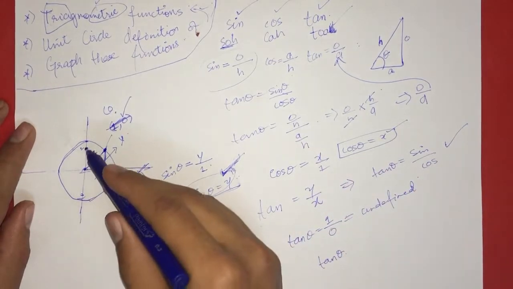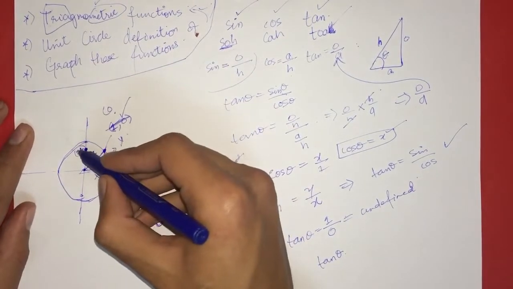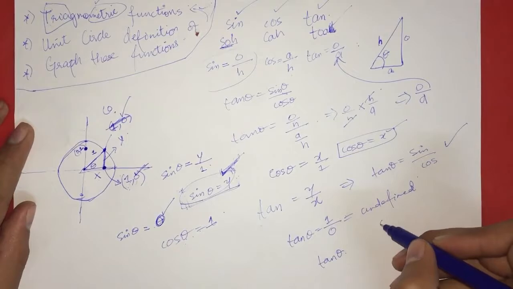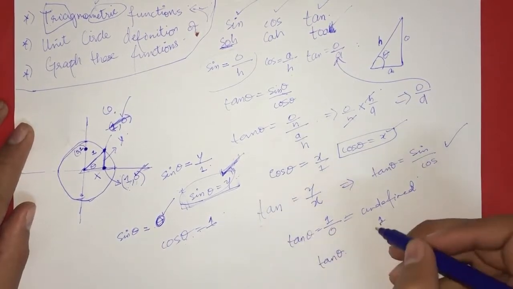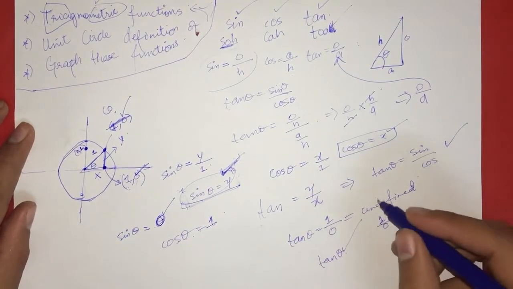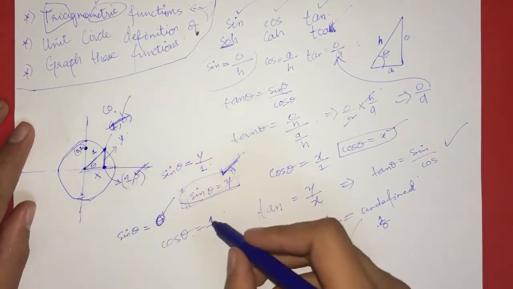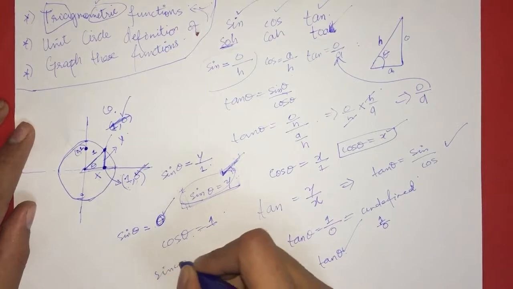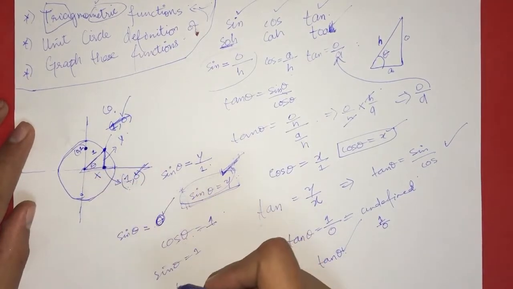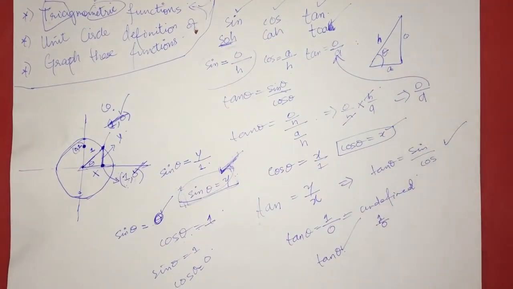So here you have (0, 1). So sine equals 1 and cos equals the x coordinate, that is 0. So that makes tan theta undefined. If you calculate the sine over here, you have sine theta equals 1, and if you calculate the cos over here, you have cos theta equals 0. So this was the unit circle definition of these trigonometric functions.